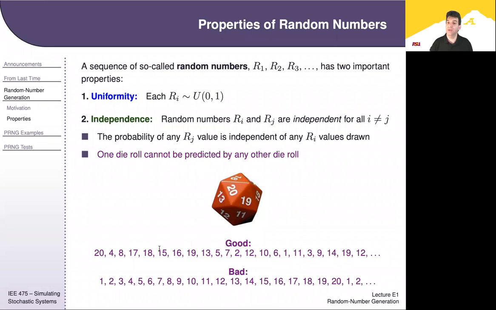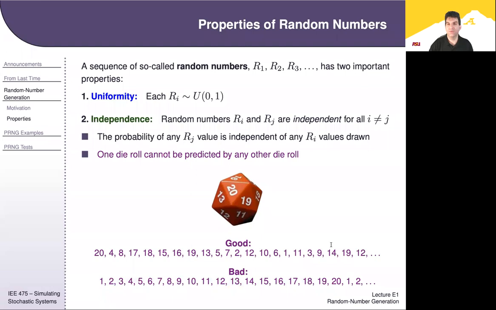You can contrast that with this bad example down here where I can see a pattern is forming. Even though this is clearly uniform, if I drew 100 numbers, I would get them uniformly distributed over the number line. So this bad one is uniform, but it is not independent, because whenever I draw a 2, I know the next number is going to be a 3. And whenever I draw a 3, I know the next number is going to be a 4. So that means there's a lack of independence between the rolls.